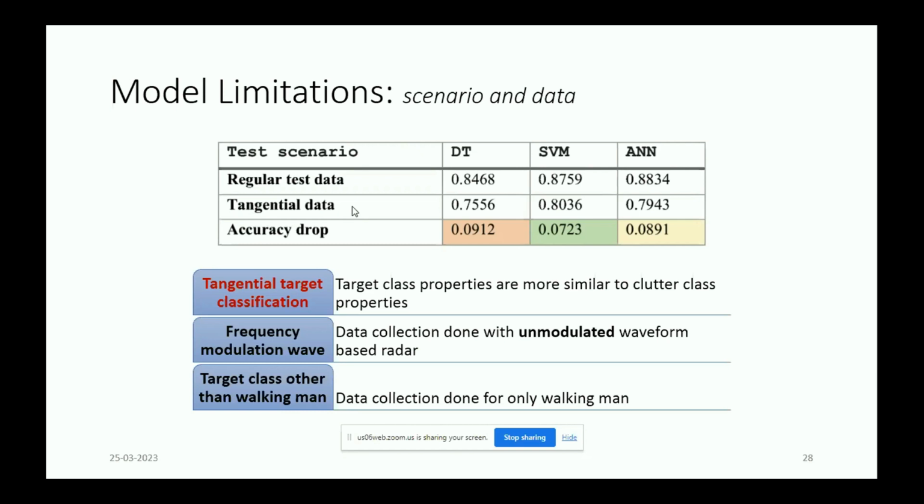And also, apart from the tangential data, we have another limitation. In the data collection we have done, an unmodulated waveform was used, so the same model might not work for a modulated waveform. And the controlled target which was used was a walking man only. So for other types of targets, we have to recollect the data and remodel and retrain our models, as the same model might not work for other types of targets.